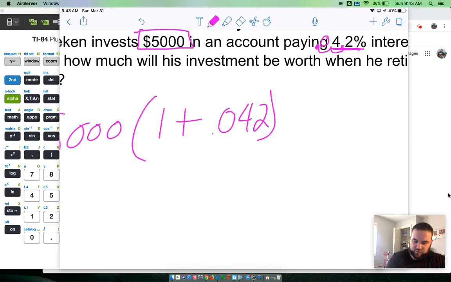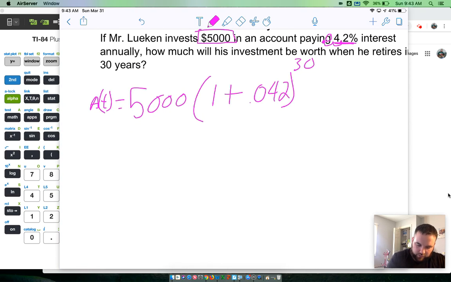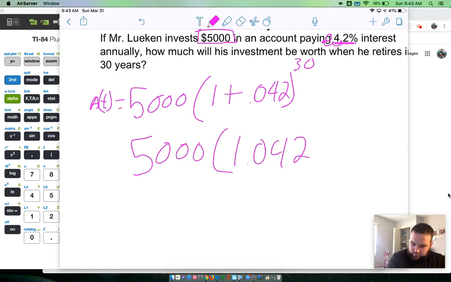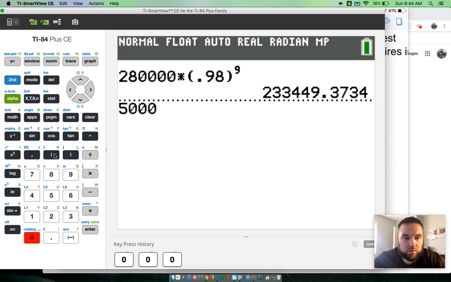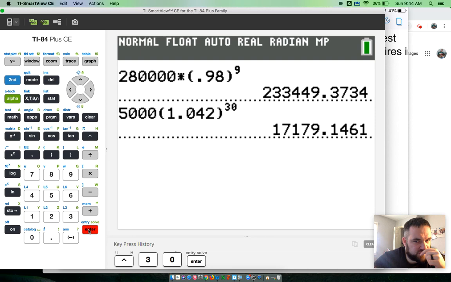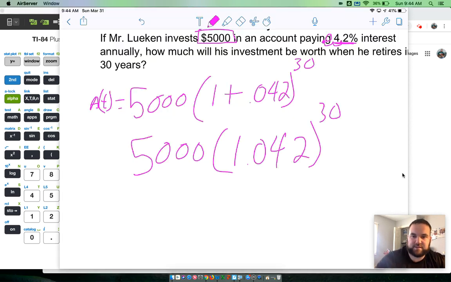And then I want to know how much it will be worth in 30 years. So my growth factor is 1.042. And then I'm going to raise that to the 30th power and type it just like that. So 5,000 times 1.042 raised to the 30th. So after 30 years of gaining interest, that $5,000 has turned into $17,179 and 15 cents.